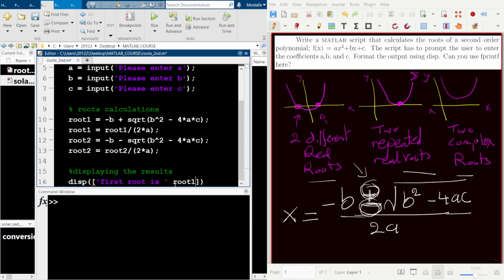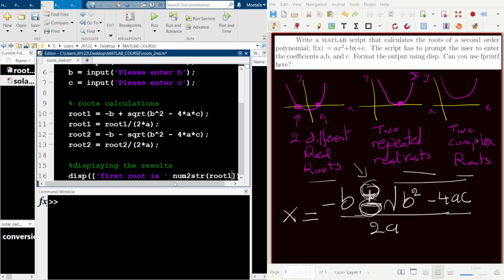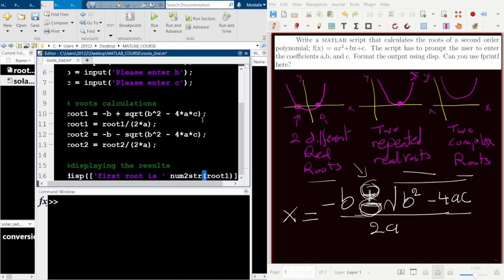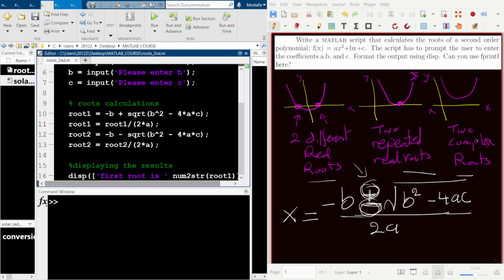But as we said before, root 1 is a number. I need to convert it into a string to be compatible with an array of strings that appears in the disp command. So there will be num2str of root 1. I can do exactly the same thing with the second root.